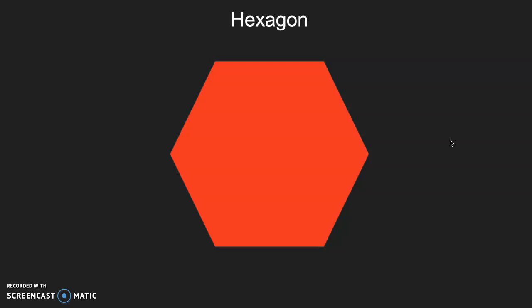Next is a hexagon. A hexagon is a 6-sided shape, but it is flat, so it is two-dimensional. We could not pick it up. And with its 6 sides, it also has 6 angles as well.